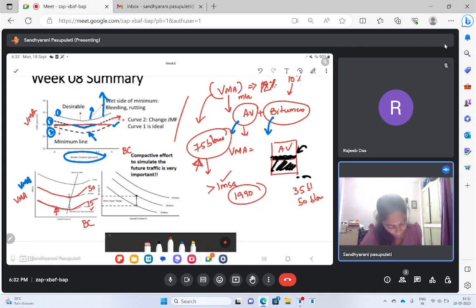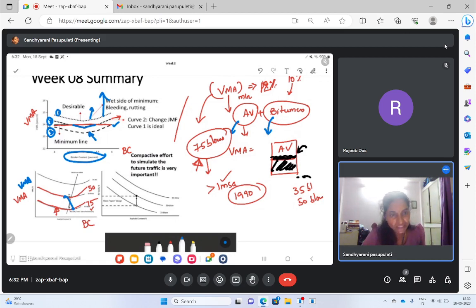Then what happens? The bitumen content might be on the dry side when you design for 50 blows, but when it comes to this 75 blows, it will come to the wet side because you are applying more traffic, then you are compacting more, thereby the bitumen content would fall on the wet side. When it falls on the wet side, there is a problem of bleeding, bitumen would be coming out.